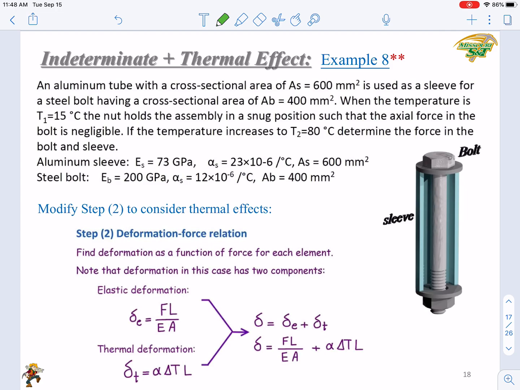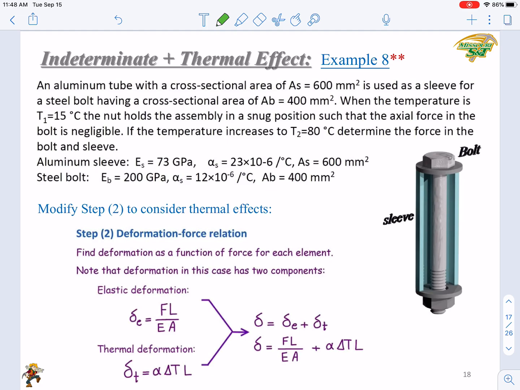Okay, this example looks very complicated, but it can actually be simplified into our category 2. It is simplified into a case where two parts are bonded together and they will always have the same deformation. Okay, let's read this first.